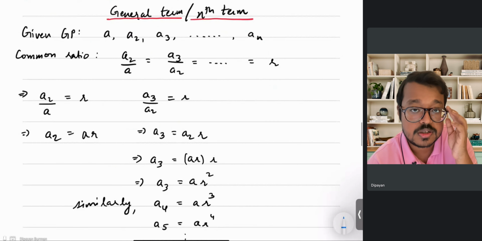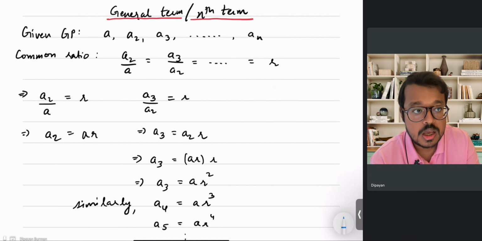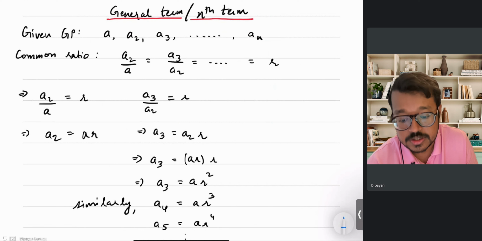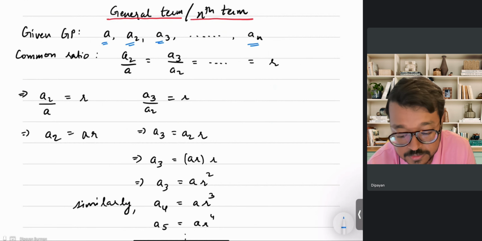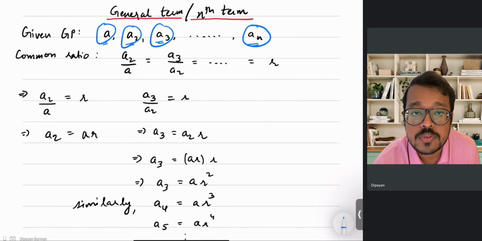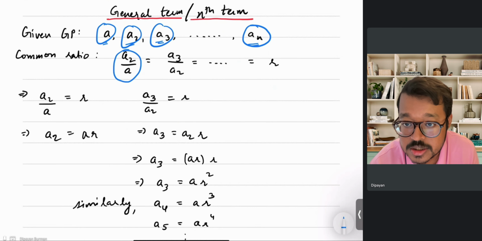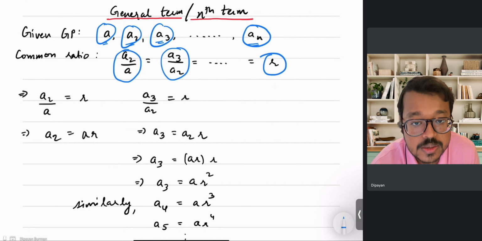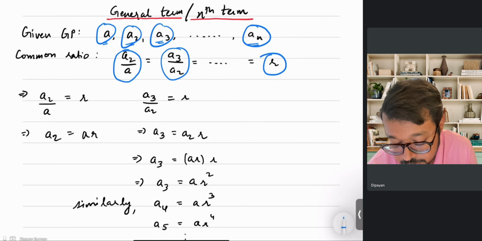Then we have a formula to find the general term or the nth term of a GP. Now let's say that the given GP in general is A1, A2, A3 up to An. So we have the first term, second term, third term till the nth term. Now the way we define common ratio, it is A2 by A1, second term by first term, or even the third term divided by the second term, and so on, and all of them are equal to the common ratio R.